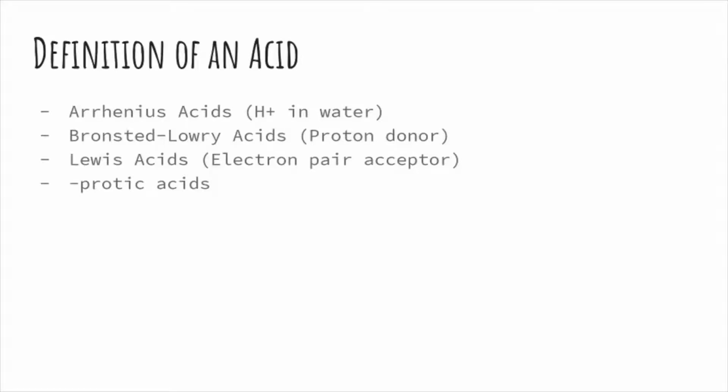And there are Lewis acids, which accept electron pairs and form covalent bonds with other substances. Finally, we need to understand that Arrhenius acids are the most specific definition of acids. Bronsted-Lewis acids are more general, and Lewis acids are the most general.